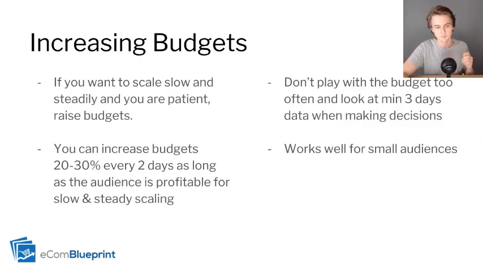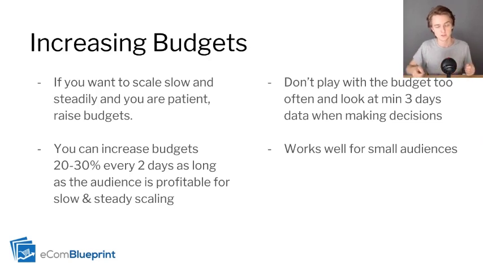the bare minimum. So now I'm going to talk about the different methods of scaling vertically. The first one is just increasing the budget without duplicating, just editing the budget. Now, this works well if you want to scale slow and steadily and you're patient. So you're not trying to blow up your ad account super aggressively. You just want to scale slow and steadily.